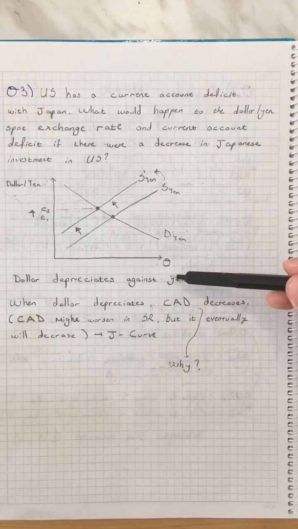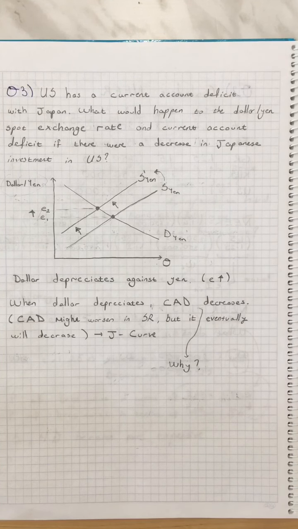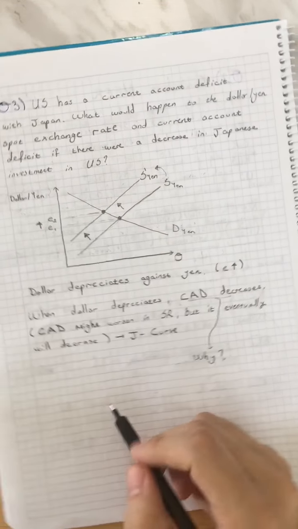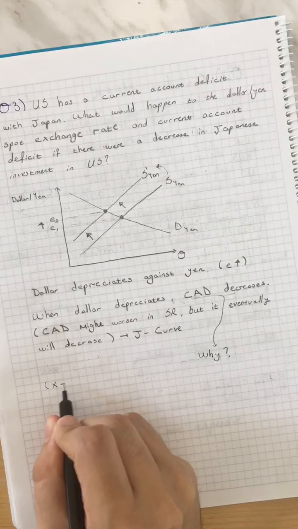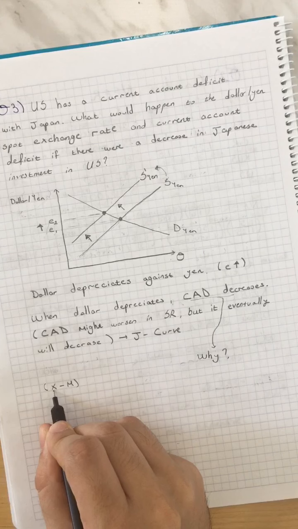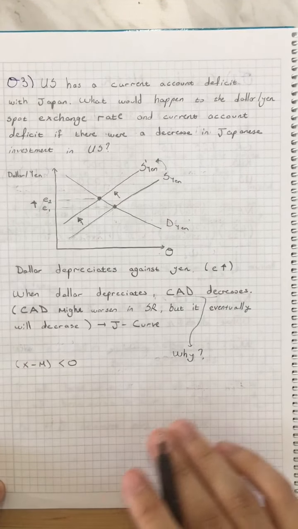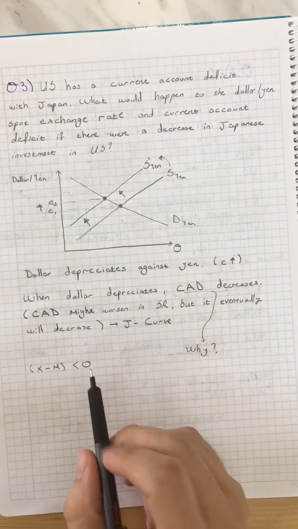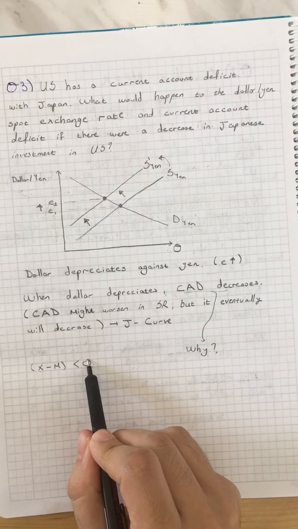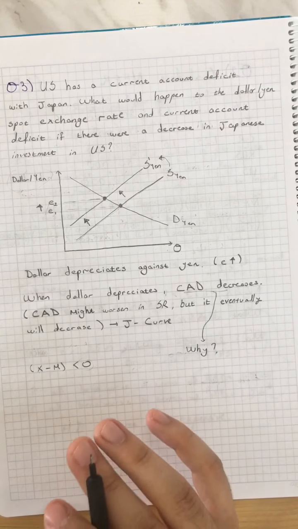Dollar depreciates against yen. When the dollar depreciates, this is related to the J curve. When the dollar depreciates, the current account deficit decreases. Why? Current account deficit means that exports minus imports is negative. When the dollar depreciates, that means that this will actually increase, so that deficit will decrease.